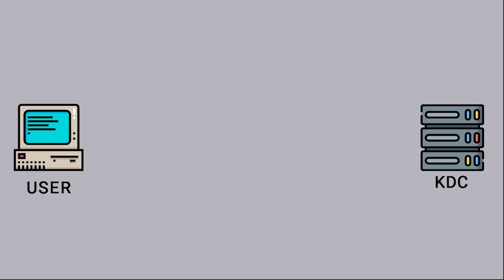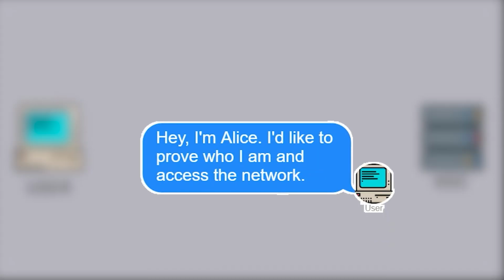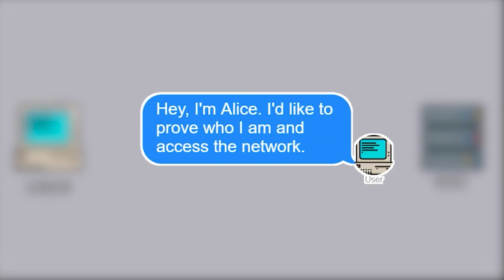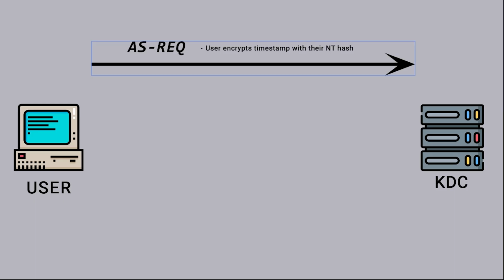So I feel like the best way to demonstrate the flow is to show how these three key pieces will communicate with each other through text messages. Let's say the user here, her name is Alice. Alice sends a text to the KDC. She's like, hey, I'm Alice. I'd like to prove who I am, and I'd like access to the network. Under the hood, as this message is being sent out, she's actually sending an authentication server request.